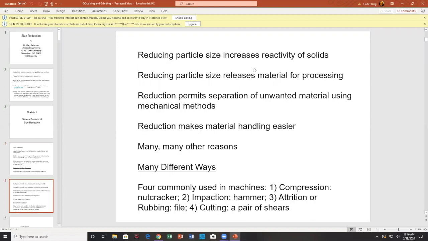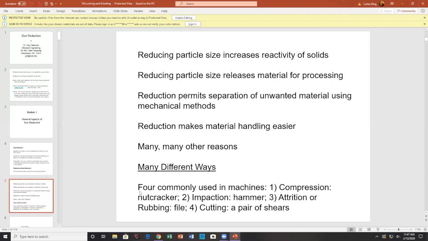Reducing particle size increases the reactivity of the solids. That's quite interesting. What happens is you often create fresh surface. You often expose trapped reaction material inside the particle. Reducing size releases material for processing. Reduction allows separation of unwanted material using mechanical methods. Reduction makes material handling easier. You have a reduction in volume. Then there are many other reasons for size reduction.